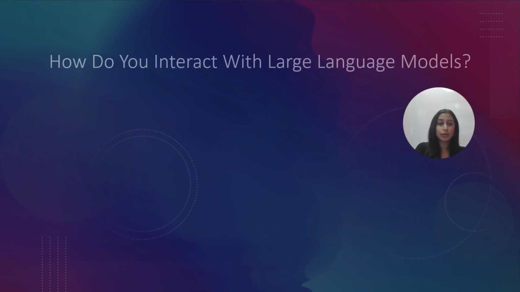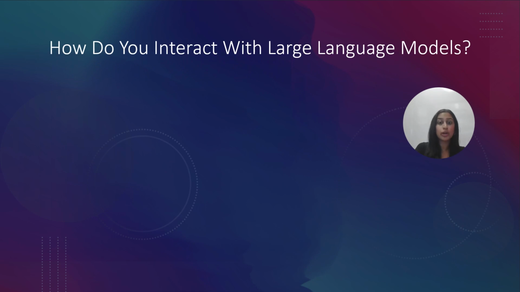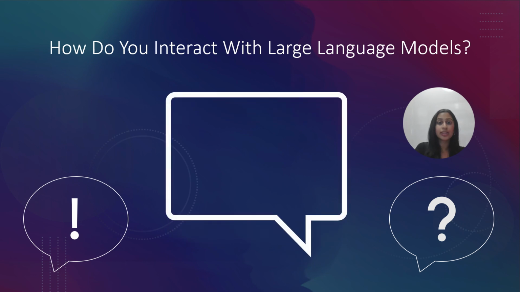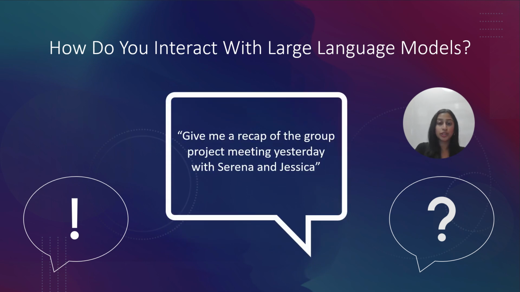So you interact with large language models in Copilot with something called a prompt, which is basically a statement or a question. For instance, a prompt that you can give Copilot is, give me a recap of the group project meeting yesterday with Serena and Jessica. When you ask a question in the prompt, the large language model generates a response based on its public data training and understanding of context, which depends on how you phrase your prompt.